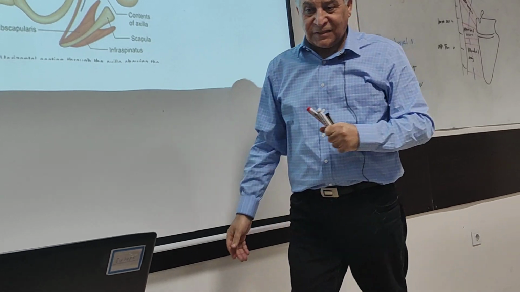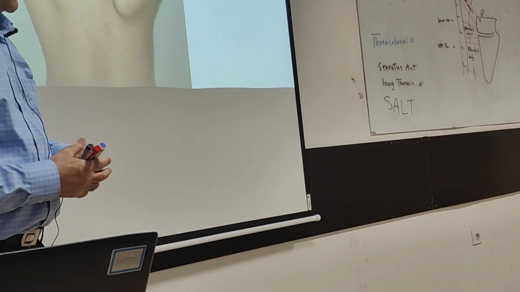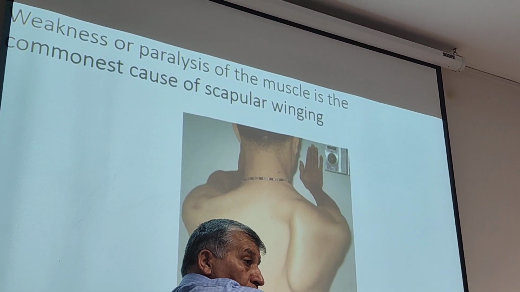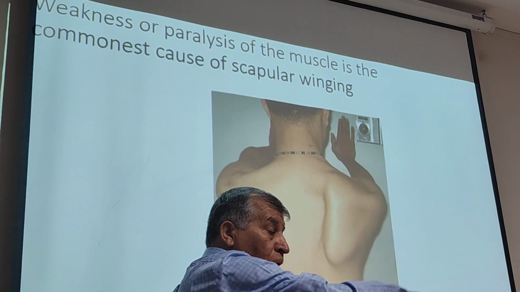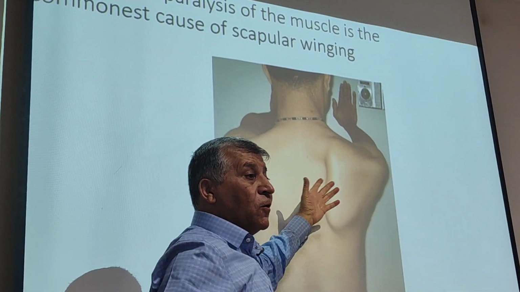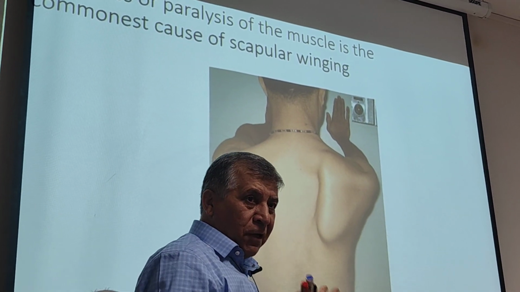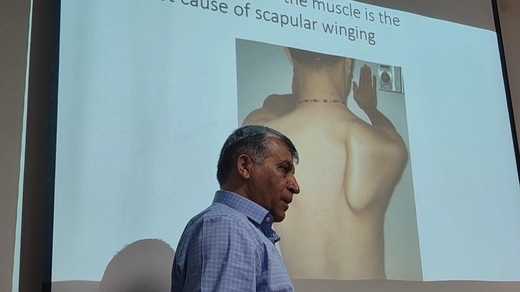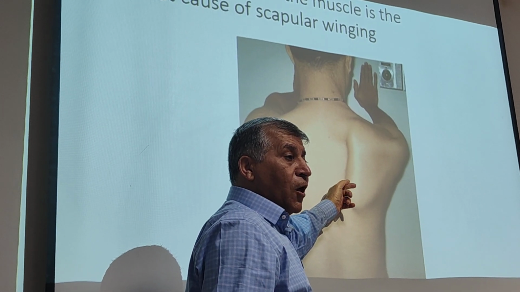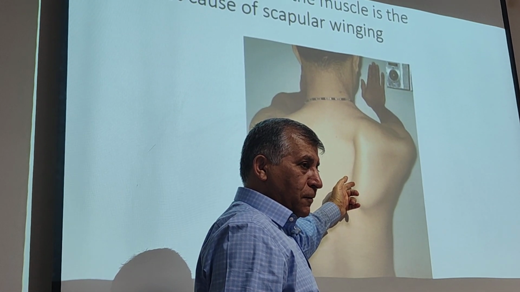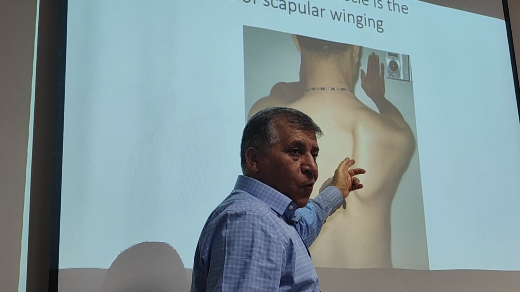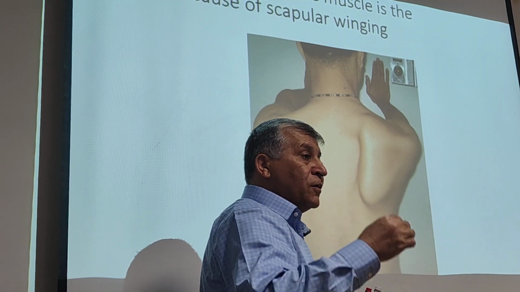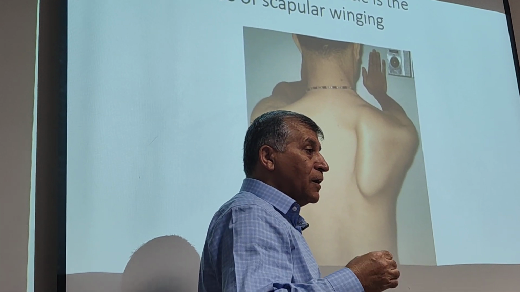And you can see this one. Okay? The person wants to protract the shoulder, but the scapula moves backward because the muscle is paralyzed, because the nerve is cut. It's a man, right? This one is called winging of the scapula. Winging of the scapula is produced after the long thoracic nerve is damaged.